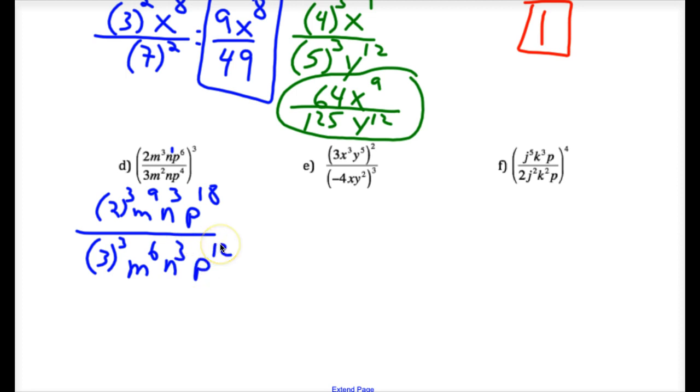Nice. Guys, I see kids do that a lot. They forget to put the outside exponent of 3 on the n's because they don't see an exponent on the n's. But there's really a sneaky 1 there. And 1 times 3 is 3. Don't forget the sneaky 1.